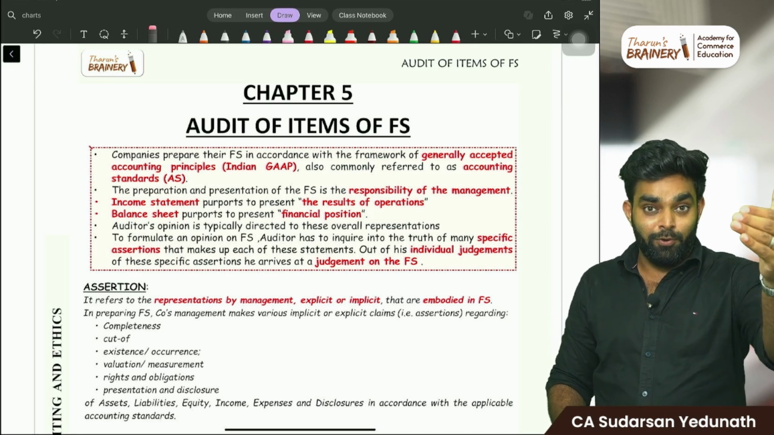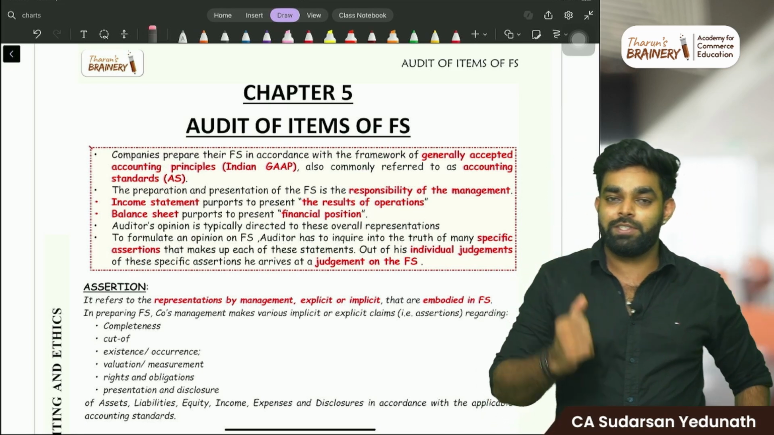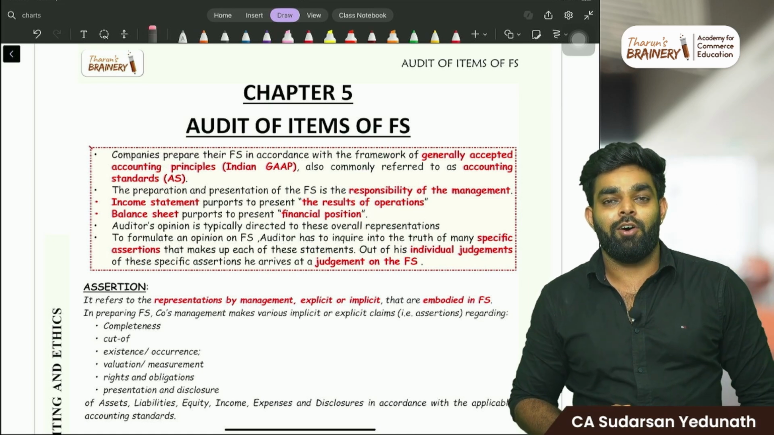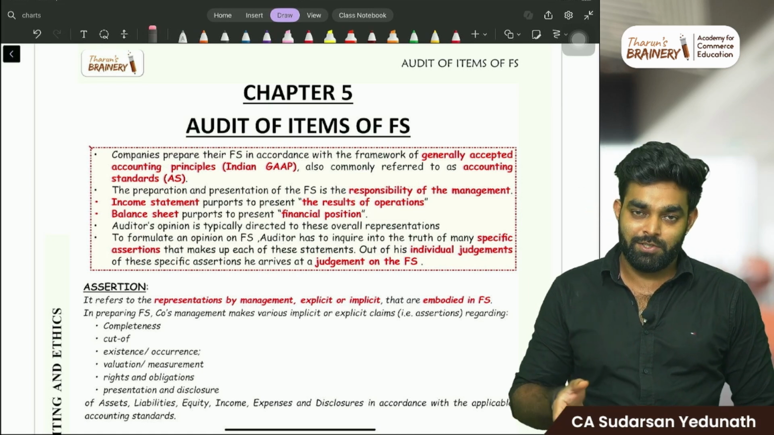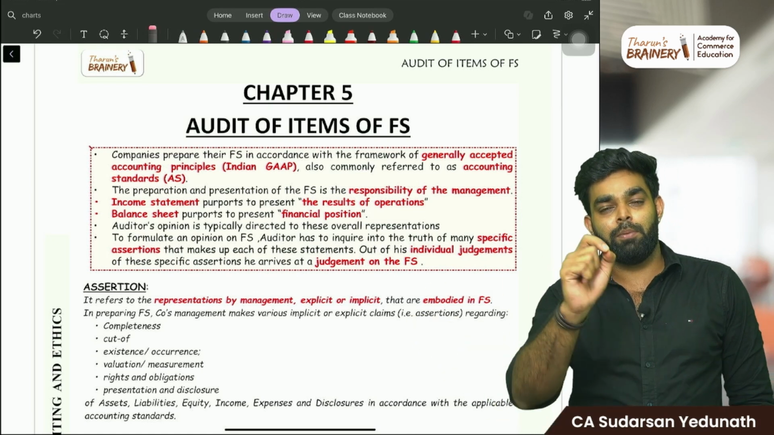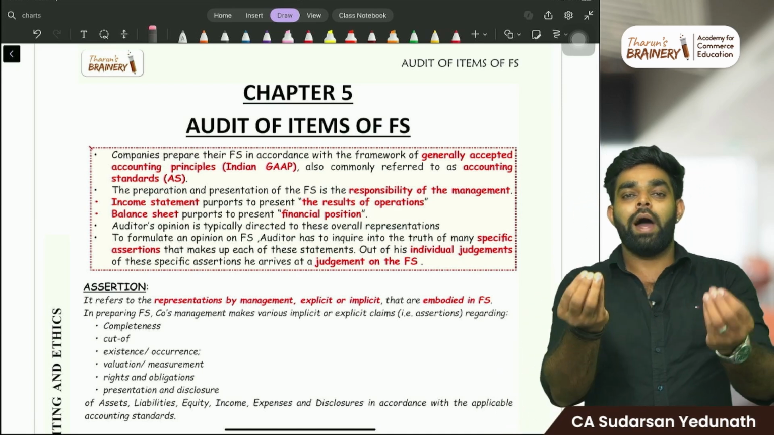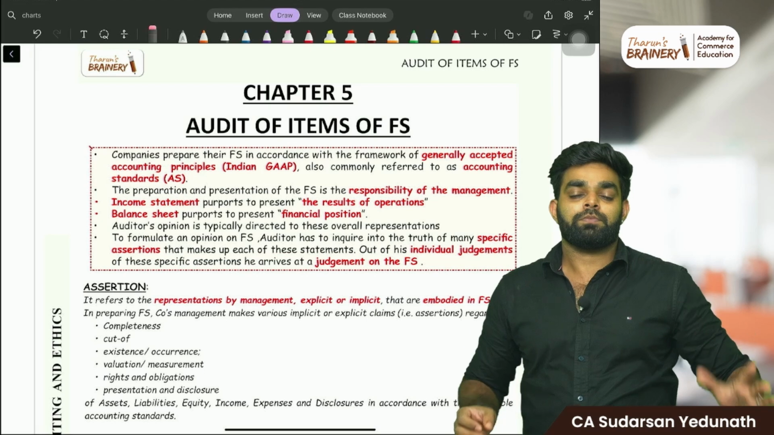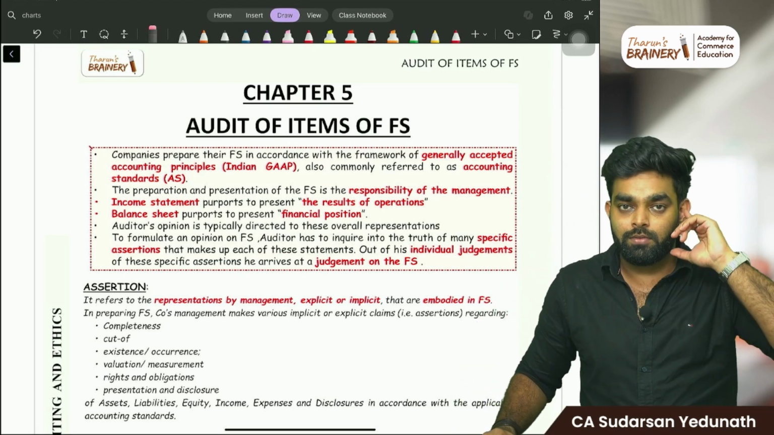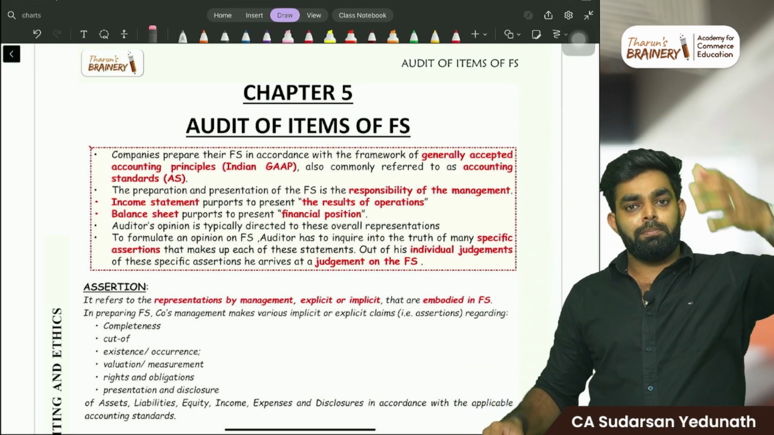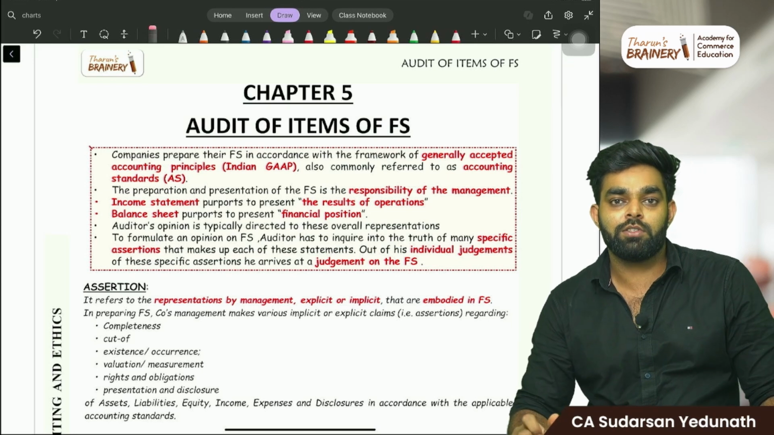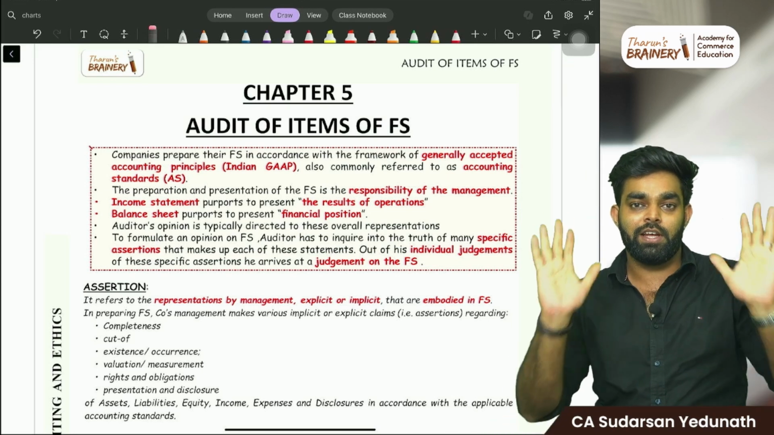We'll be focusing more on the important areas of audit of items of financial statements. Before we get into the chapter, let me give you a brief idea about it. What is audit of items of financial statements? You as an auditor went to audit a company, and the management gave you the financial statements. Just imagine they gave you the financial statement.